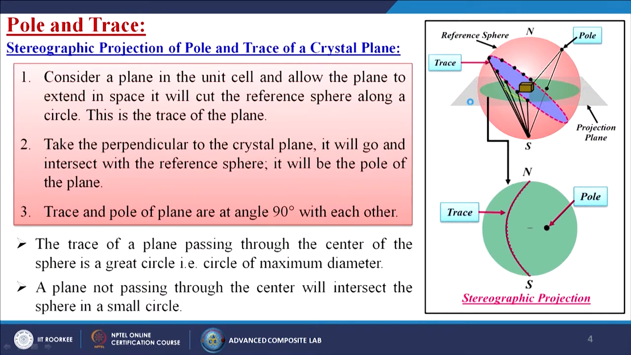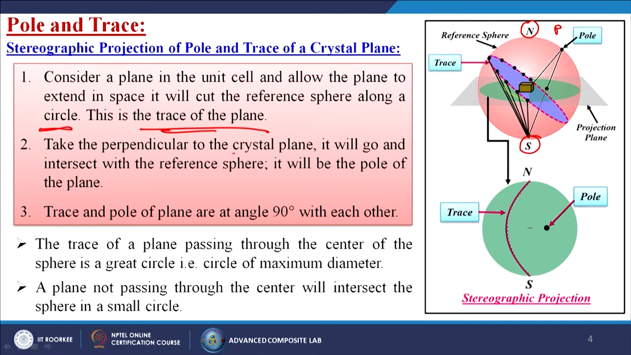Now we have to go more in depth into what a pole and what a trace are. Suppose we consider a plane in the unit cell and allow the plane to extend in space. It will cut the reference sphere along a circle, and this is the trace of the plane. You can see that this is the circle it forms along the sphere, with reference to this north pole and this south pole, and this is suppose your point P. Irrespective of P, the trace looks like this.